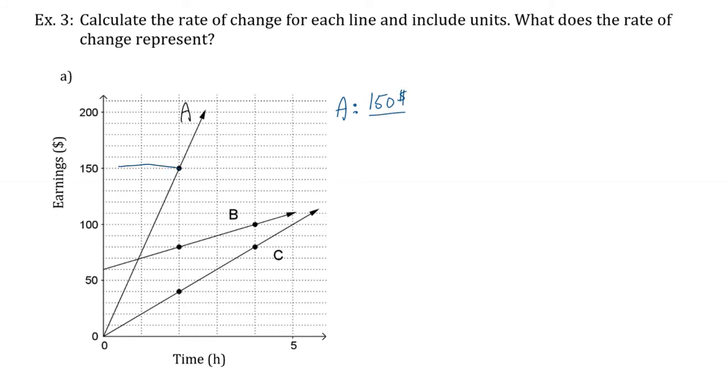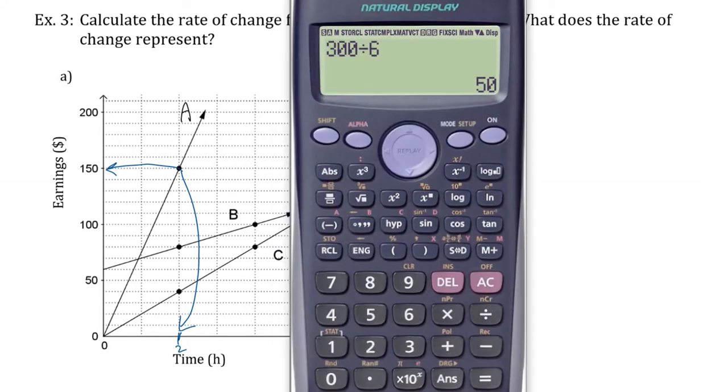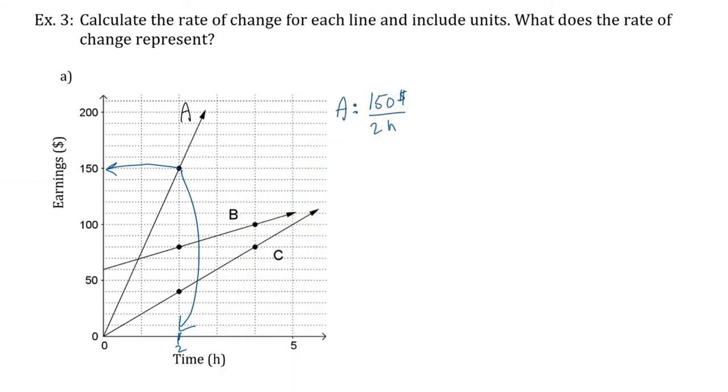This is what this point means. In how many hours is that? 1, 2, 3, 4, 5. So that's 2 hours. So in 2 hours, and on my calculator, I'm going to go 150 divided by 2, and that's 75. And I'm supposed to include units, so that's dollars per hour. Okay. Now, what about B?